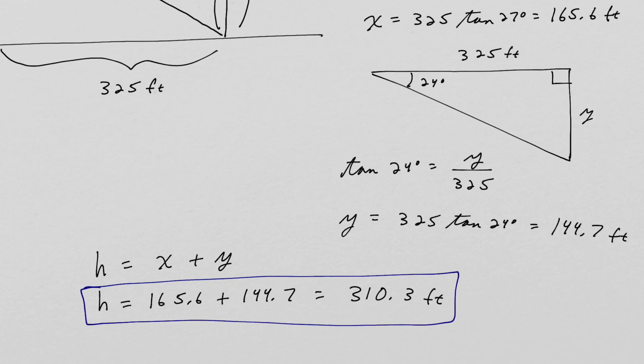So we kind of had to break it up into pieces. Two right triangles, we were able to find those two lengths x and y, and that allowed us to find h. Okay, let's do one more problem. Let's say we're given this figure right here.